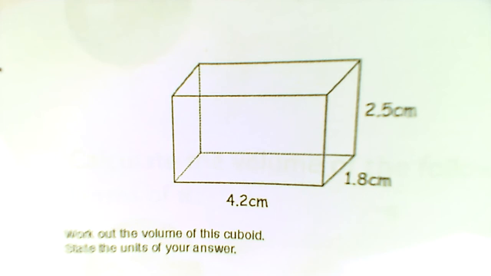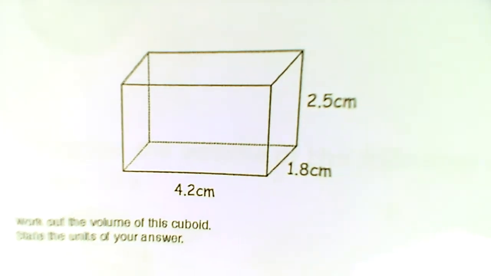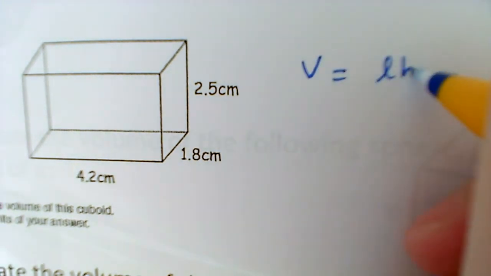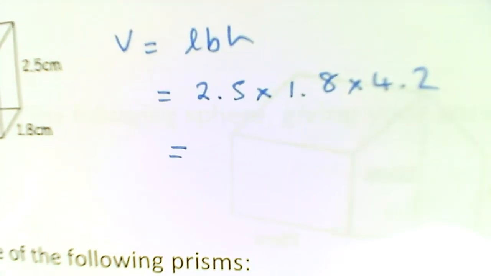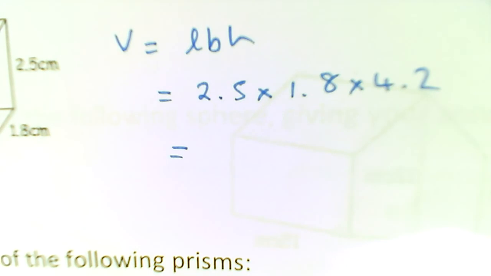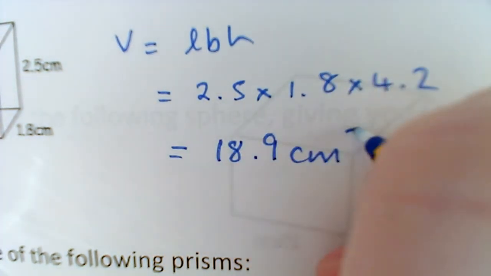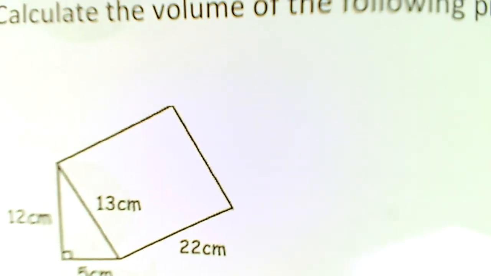Okay, our second one then, we've got a cuboid, and we want to work out the volume and state the units. So our volume of a cuboid, the length by the breadth by the height, so that's 2.5 by 1.8 by 4.2. So 2.5 by 1.8 by 4.2, we get 18.9, and our units again, centimetre cubed. Okay, so now we're looking at prisms.